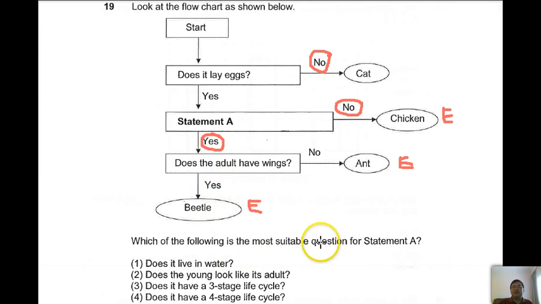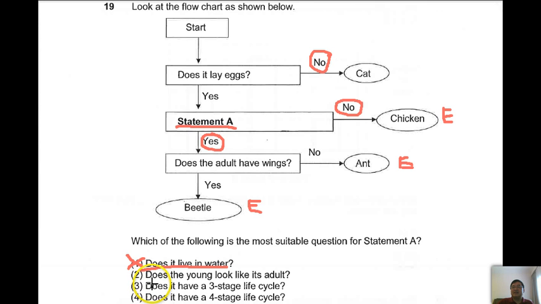Now, which of the following would be most suitable for statement A? It means what will this say? Right, let's take a look. Does it live in water? So if it says it does live in water, beetle must live in water. But in this case, we know that beetles don't live in water. Okay, this is not the answer.